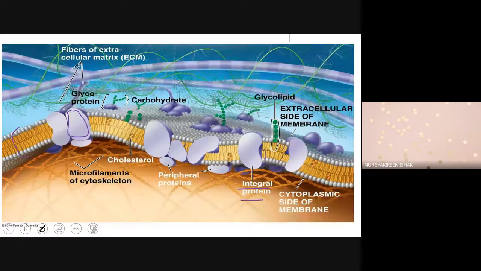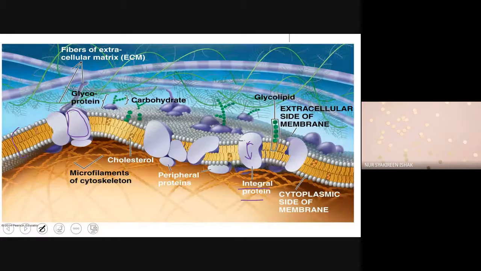Boleh panggil dia banyak, tiga lah. For the protein that is embedded, you can call it integral protein, transmembrane protein or integrins. These are the proteins that are embedded in the plasma membrane, in the phospholipid bilayer, and they are amphipathic. Why is it amphipathic? Because it has both hydrophilic and hydrophobic regions.